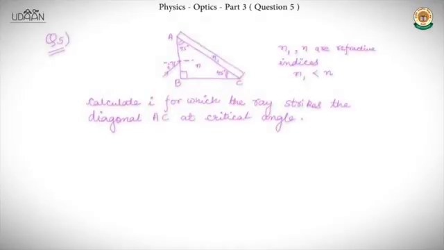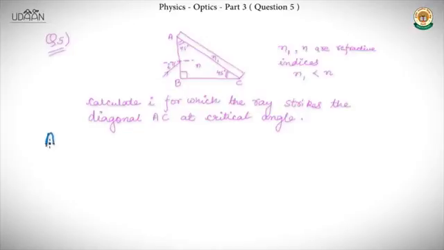Here is the next question. In this question, a slab is placed on a prism. The prism has a refractive index of n and the slab has a refractive index of n1. We are given that n1 is less than n. Now we have to calculate i, the incident angle striking the face AB, such that the refracted ray strikes the diagonal AC at the critical angle. Now Jay will give the solution.